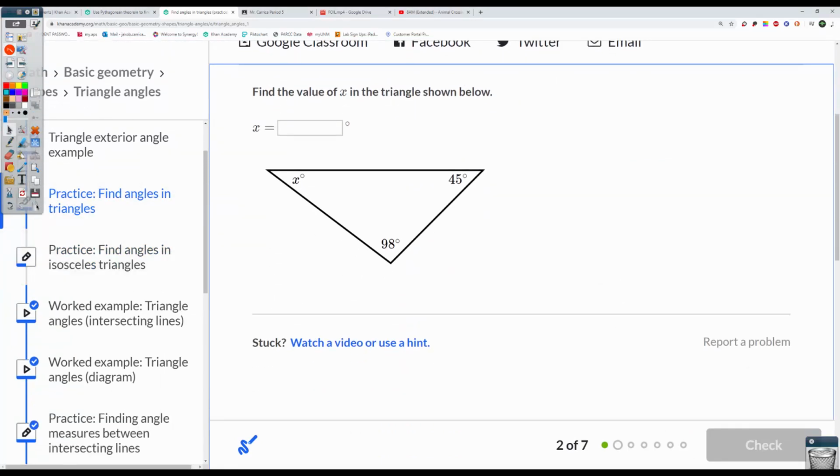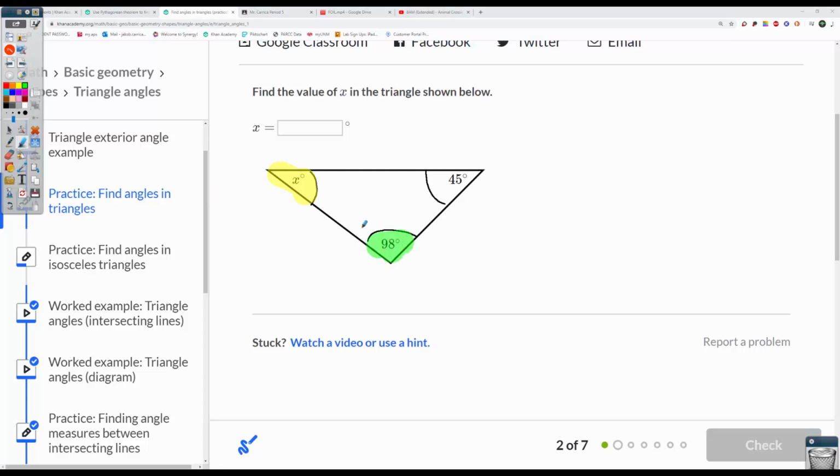So find the value of x in the triangle shown below. Okay, so I know that when I add this angle and this angle together, that it's going to total exactly 180 degrees. Oops. That's a bit much. Okay, so it went outside the lines, but that's okay.